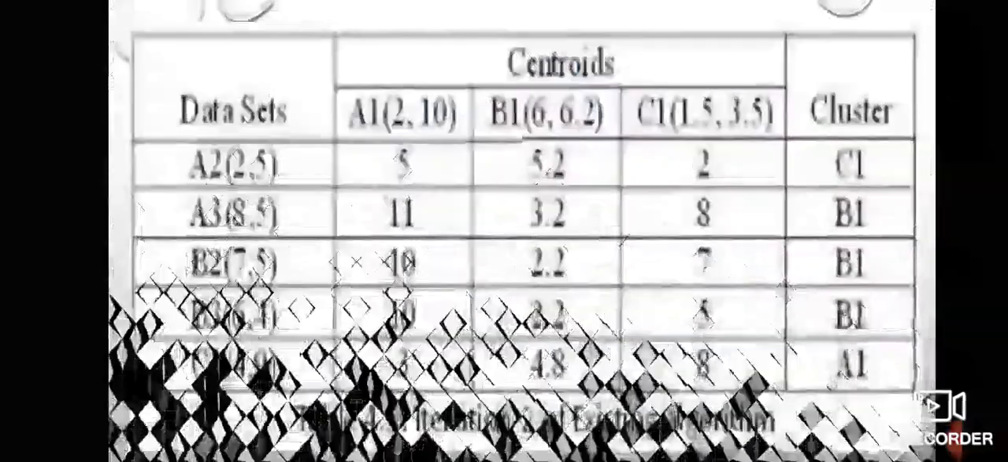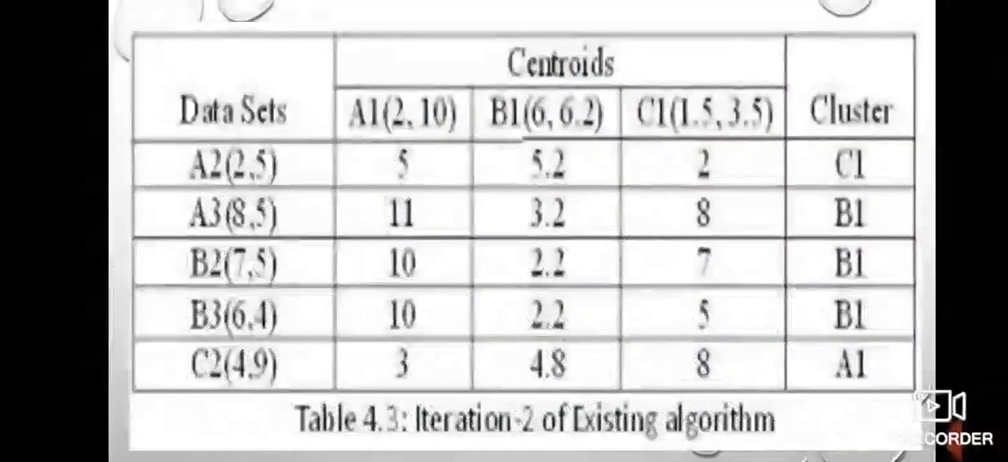Let's see next how these things are done in mathematics, how we solve the problems. So here I am having data sets. My data sets are 2, 5, 8, 5, 7, 5, 6, 4 and 4, 9, and my centroids are A1, B1 and C1, having centroid points as 2, 10, 6, 6.2, 1.5, 3.5.